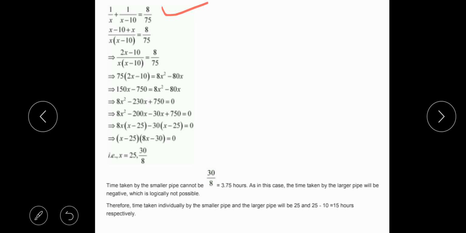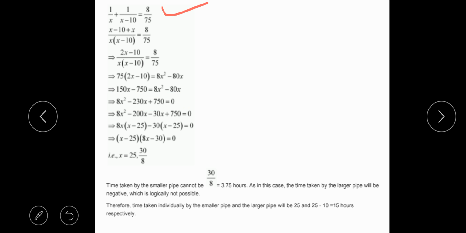Now you can solve by using LCM and cross multiplication. You will get a quadratic equation. Now you can solve this quadratic equation by using any one method, that is factorization method, quadratic formula, or completing the square method. Here we are using the factorization technique.